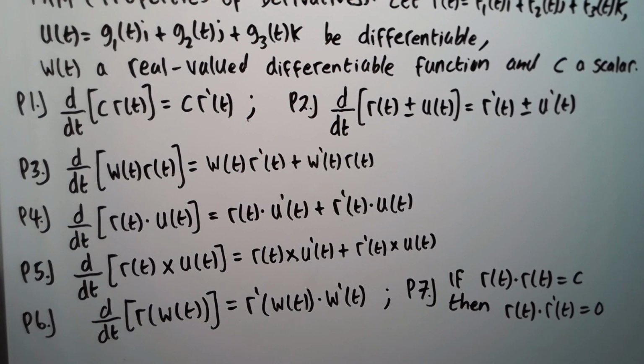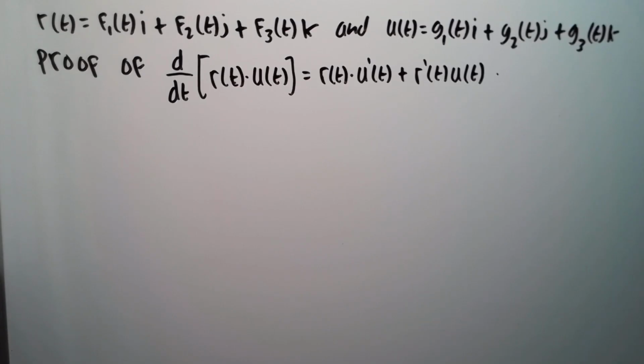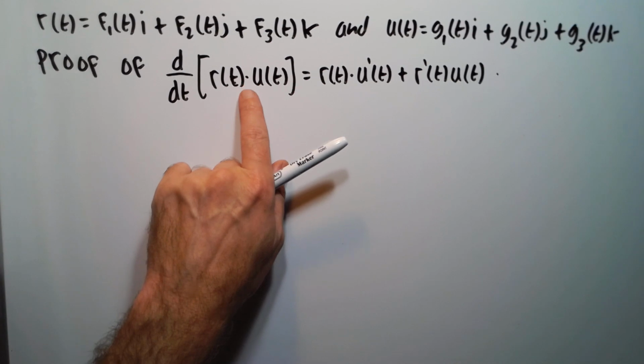I'm going to prove property 4 and 7. So let's look at the proof of property 4. So I'm going to erase this now and write my property 4 up there and we'll prove it. Okay, so let's do that. Okay, so let's look at the proof of property 4, which is the product rule holds for a dot product.